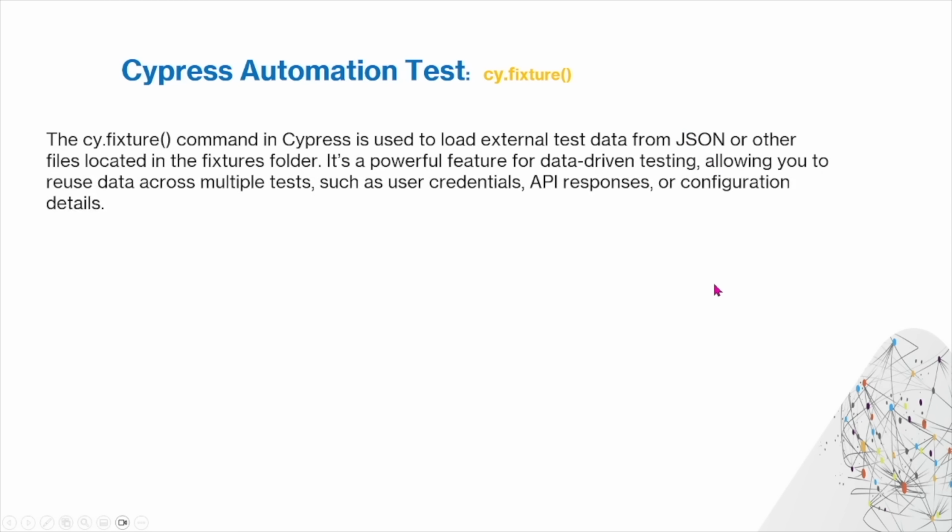In today's video, we're going to talk about using fixtures in Cypress Automation Testing. The fixture command in Cypress is used to load external test data from JSON or other files located in the fixtures folder. It's a powerful feature for data-driven testing, allowing you to reuse data across multiple tests, such as user credentials, API responses, or configuration details.